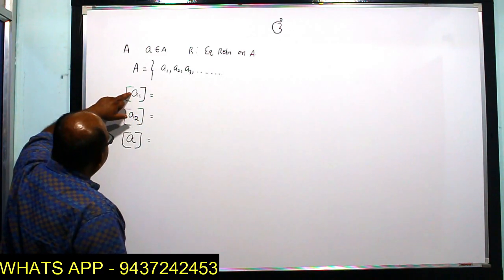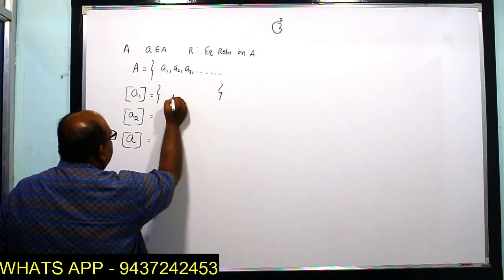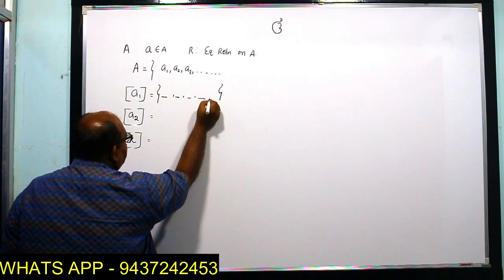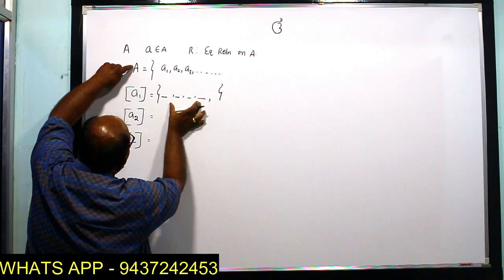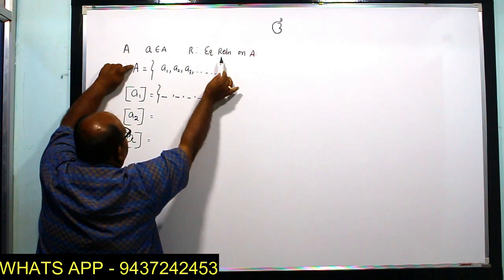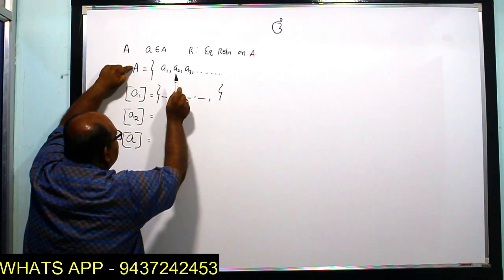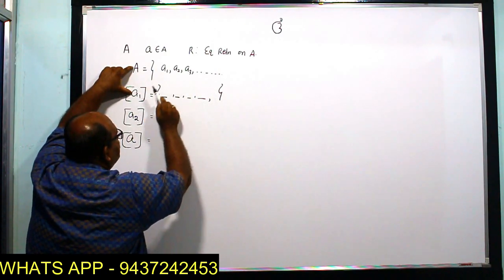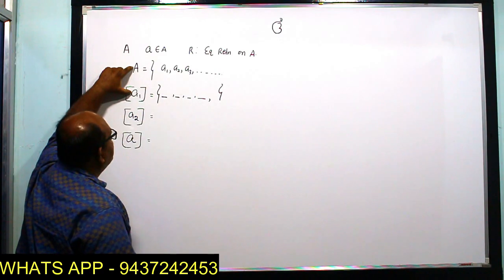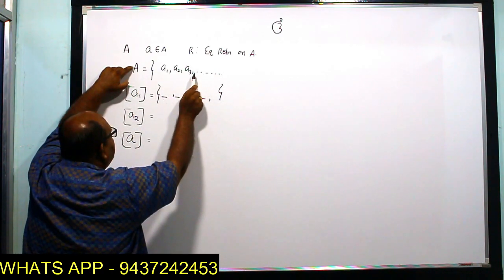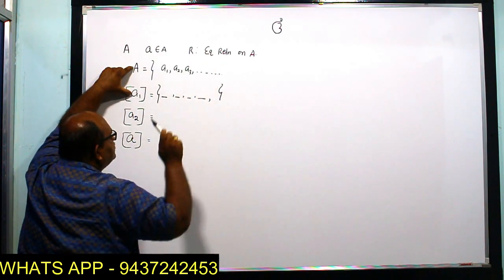Let us find the equivalence class of A1. So the equivalence class of A1 is equal to a set which contains elements. What are those elements? These are the elements of set A which maintain this relation with A1. The elements of set A that can maintain the relation with A1, that is the equivalence class. So if the relation changes, the equivalence class will change.